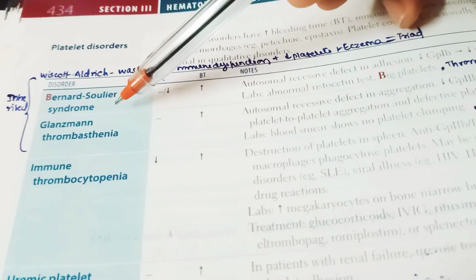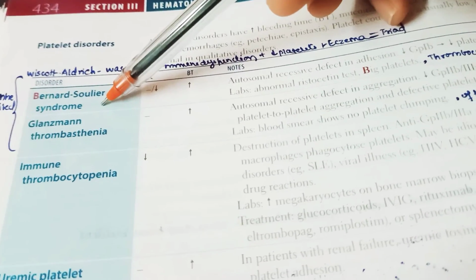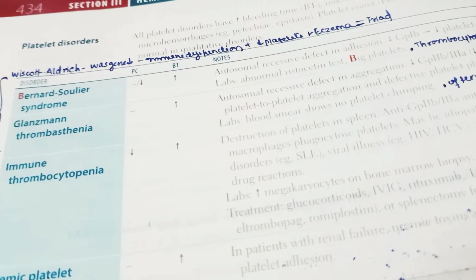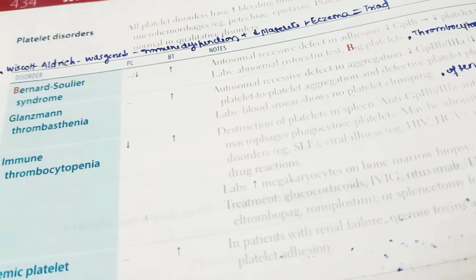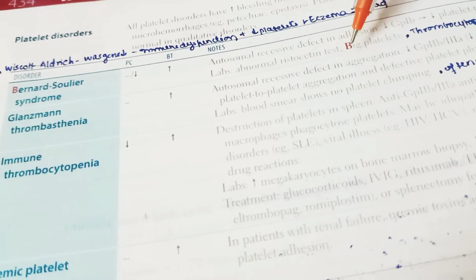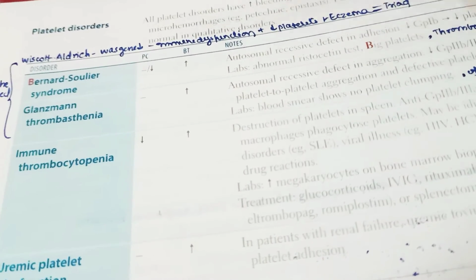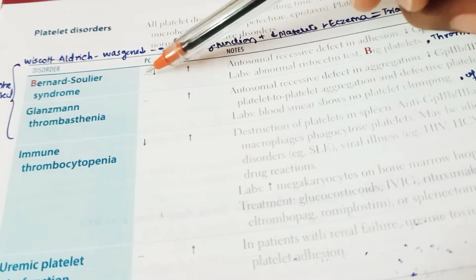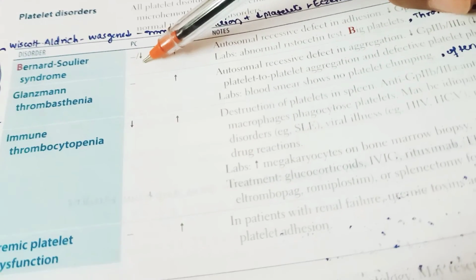First is Bernard-Soulier. Actually, in this there is deficiency of GP1B. If there is no GP1B, as I already discussed, there is no adhesion of platelets to von Willebrand factor, right? So that will lead to big platelets and also thrombocytopenia. So here the bleeding time will increase, but the platelet count may be normal or sometimes decreased.